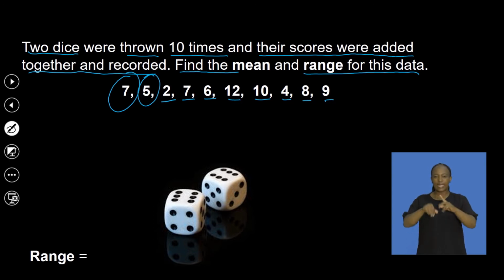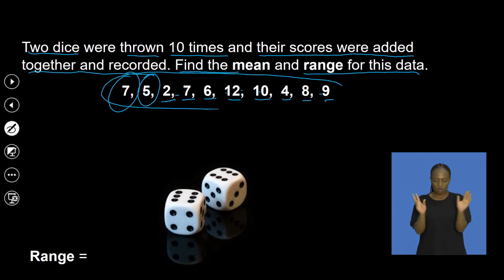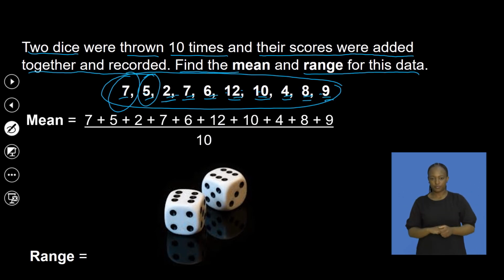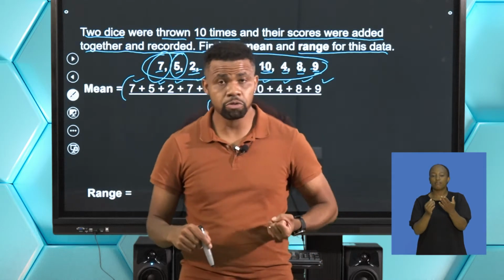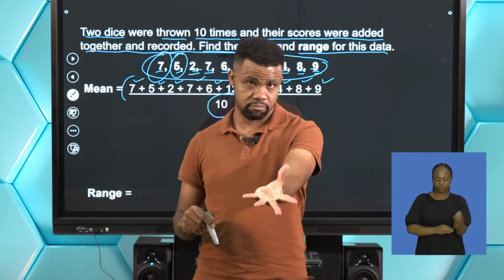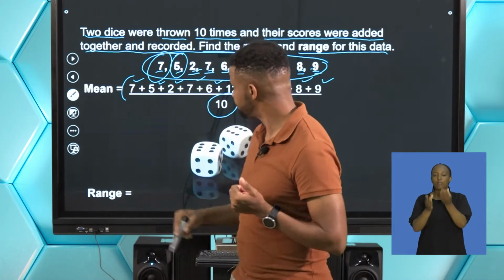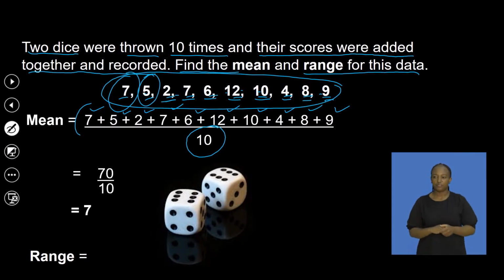How do we calculate the mean? We have to add everything, divided by how many? 1, 2, 3, 4, 5, 6, 7, 8, 9, 10. Let's see how we do this. So we have to add 7, 5, 2, 7 again, 6, 12, 10, 4, 8, 7, over 10, because we rolled the two dice 10 times. Then what do we get? We get 70 over 10, then the average is 7.